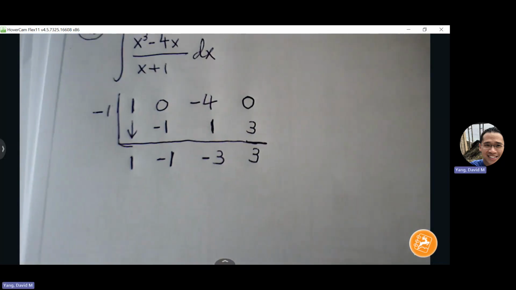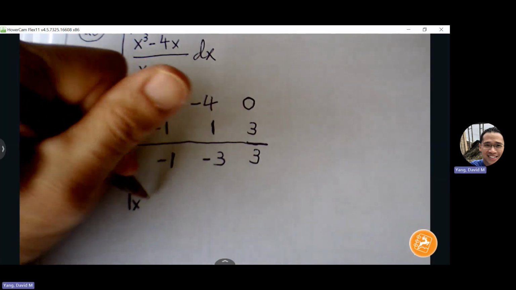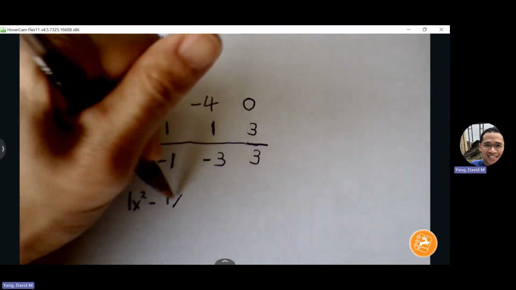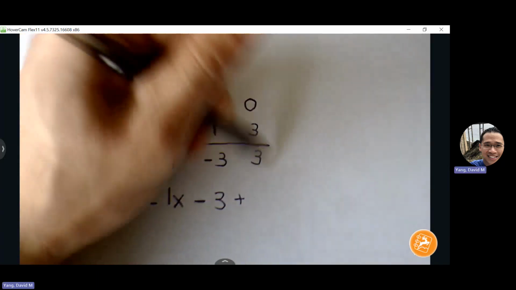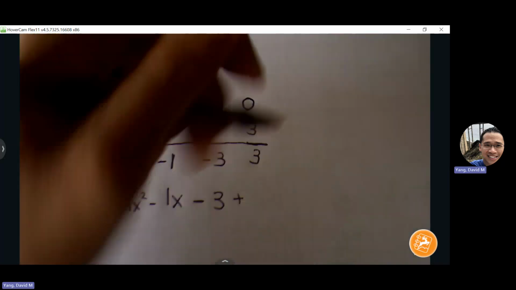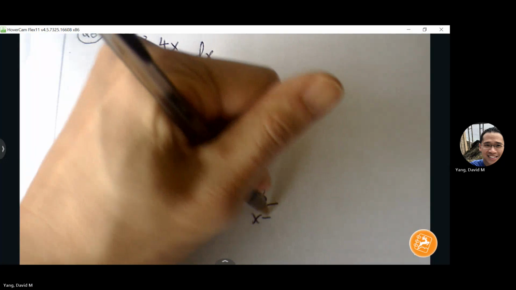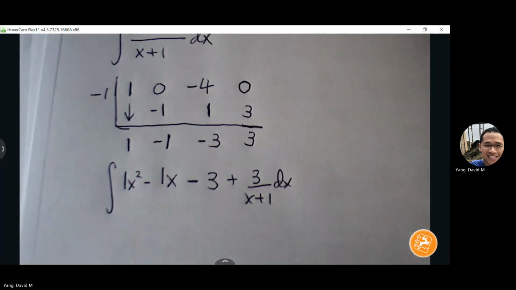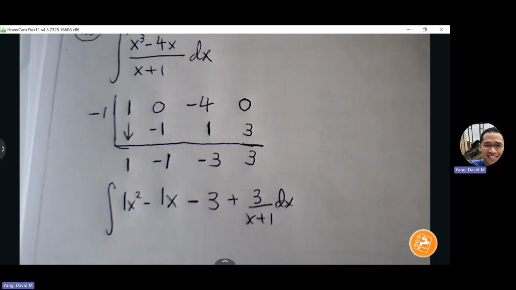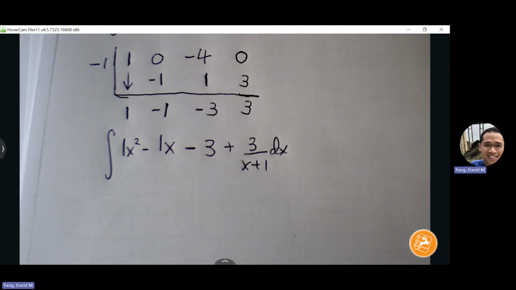Okay, let's assign the degrees. This is going to be 1 what? x squared minus 1x minus 3 plus this, we call the what? Remainder. So we do 3 over what? x plus 1. Now we have taken one fraction and split it up into 4 separate problems. Much easier to work with those 4 individual ones.